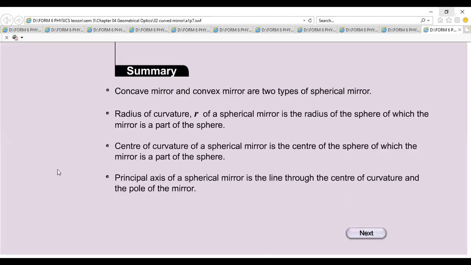Summary: concave mirror and convex mirror are two types of spherical mirror. The radius of curvature R of a spherical mirror is the radius of the sphere of which the mirror is a part. The center of curvature of a spherical mirror is the center of the sphere of which the mirror is a part. The principal axis of a spherical mirror is the line through the center of curvature and the pole of the mirror.